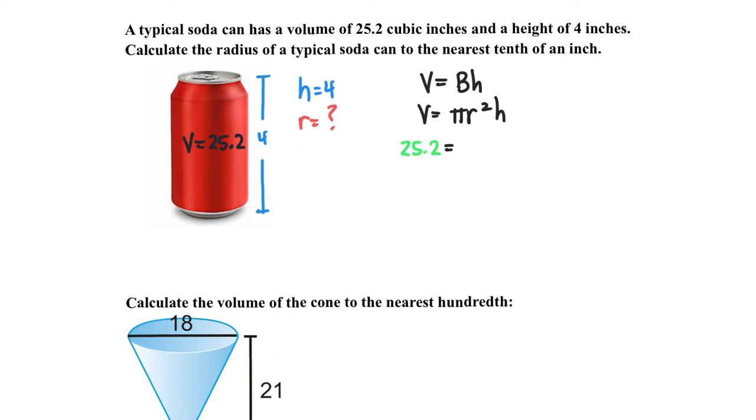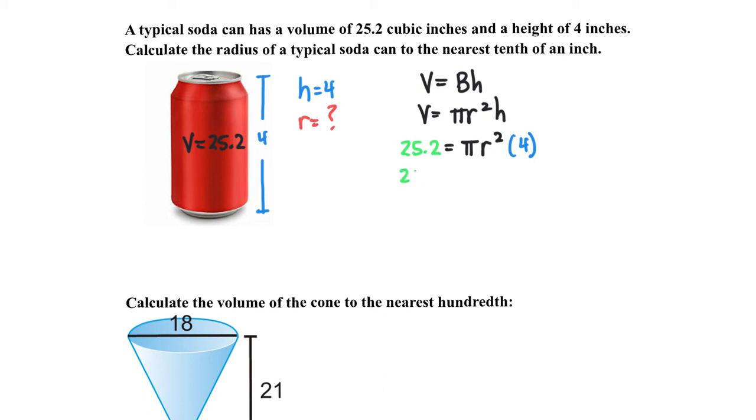And then we have pi. We don't know what the radius is, and we know that the height is 4. What I recommend from here is we multiply 4 times pi. Let's simplify this a little bit. In my calculator, I'm going to do 4 times pi, and I'm going to take that out 3 decimal places. That just makes sure that I don't have any issues with rounding.